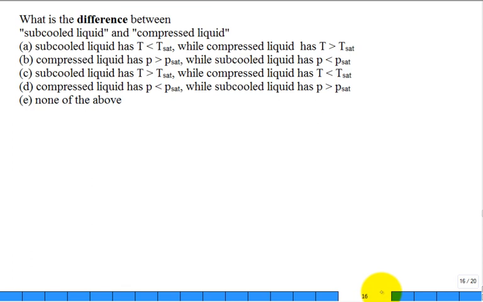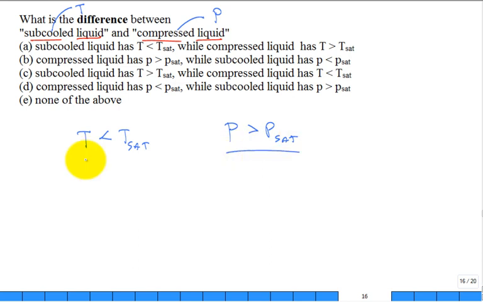What is the difference between a subcooled liquid and a compressed liquid? Well, what's the similarity? Both of them have the word liquid in it. But this qualifier, subcooled, means it's not saturated, and this qualifier is compressed. Compressed has an idea of pressure. Subcooled has an idea of temperature. So a subcooled liquid would mean that the actual temperature is less than the saturation temperature. That's what it means. What about compressed liquid? That the actual pressure is greater than the saturation pressure. Does that make sense?